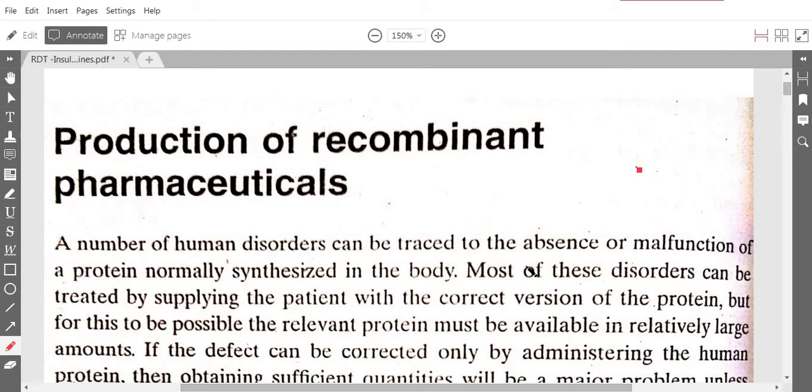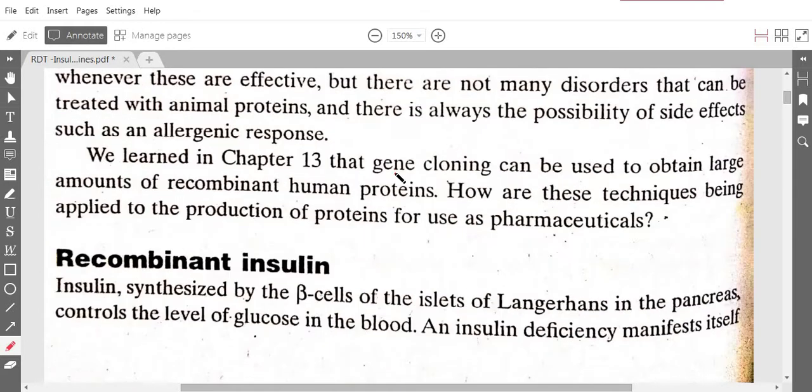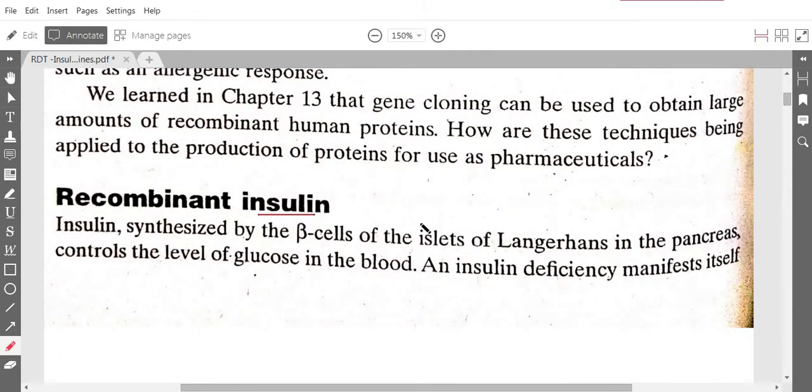Here we are discussing one of the most important applications of recombinant technology, that is the production of recombinant pharmaceuticals, and we are taking the example of insulin here. Recombinant insulin production by the use of RDT or genetic engineering. So we all know the importance of insulin in our body.